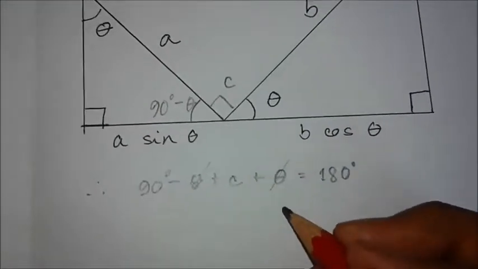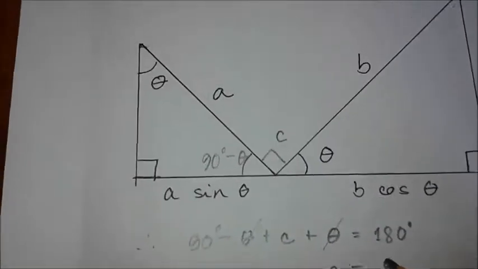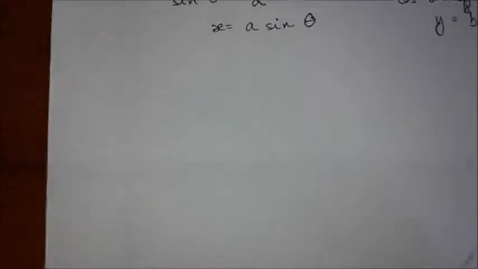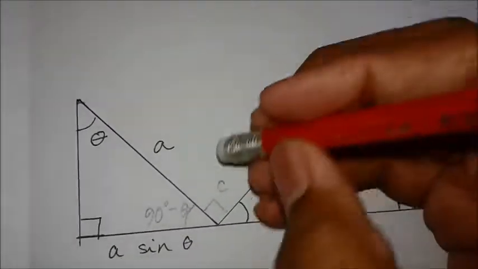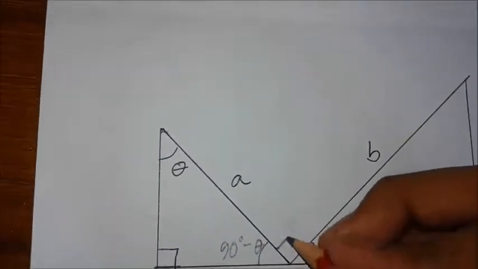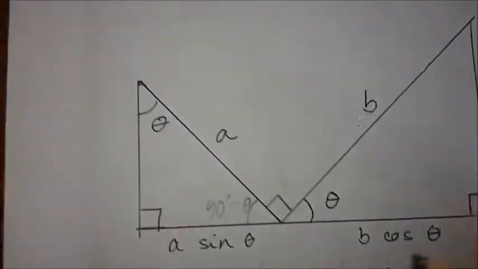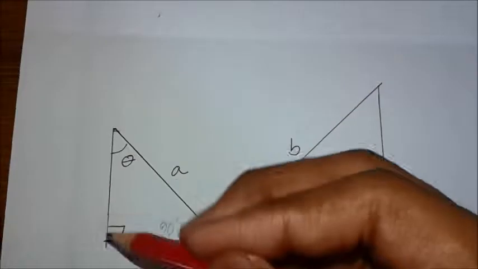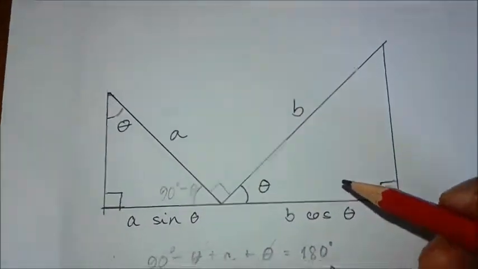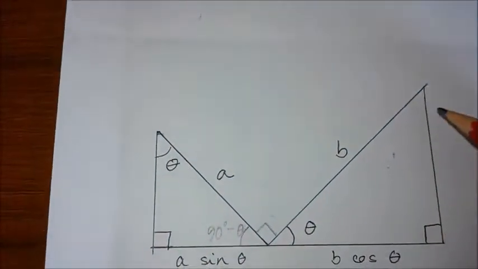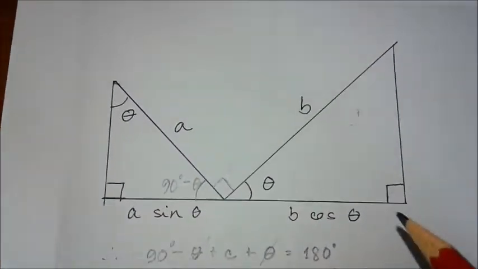So if the thetas on both sides cancel out, and C turns out to be 90 degrees. So over here we can see that we formed a right triangle. So now we have two of these existing right triangles over here, and we also have a third right triangle with sides A and B.